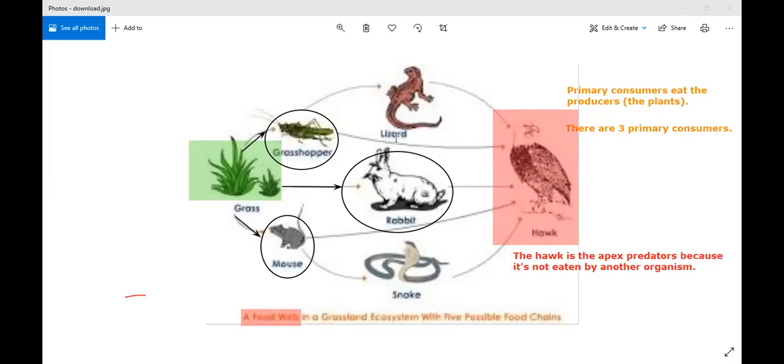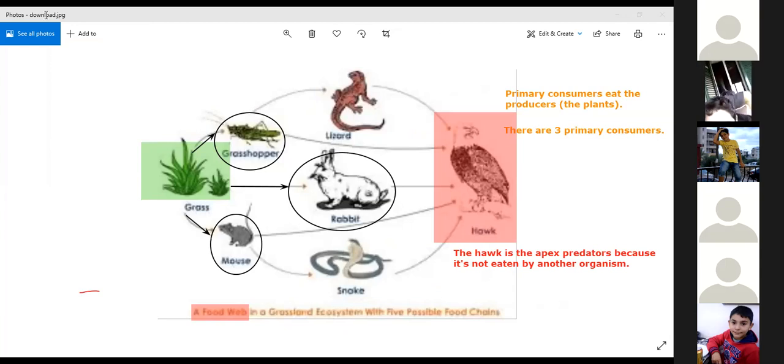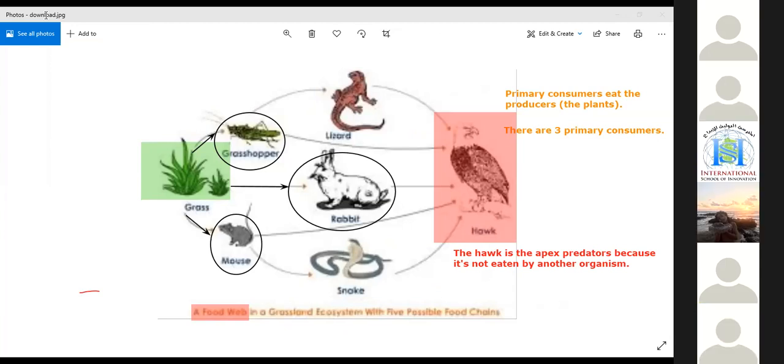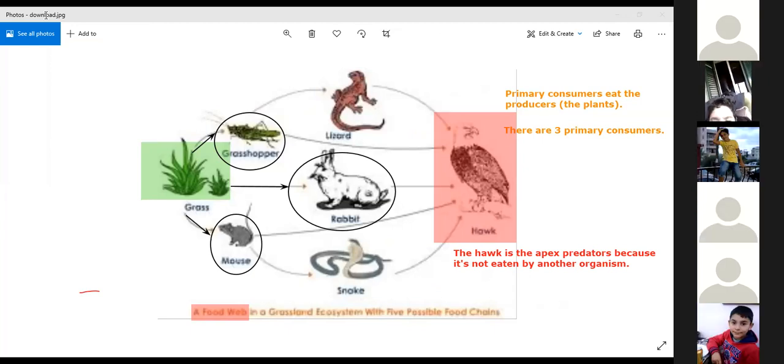Okay? Who can read one food chain from this food web? Who can read or find a food chain in this food web? Who wants to try? Ali Hussein, do you want to try? Mustafa, I need you to read a food chain in this food web. From the beginning till the end. Read a food chain.